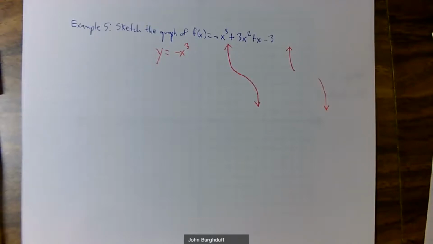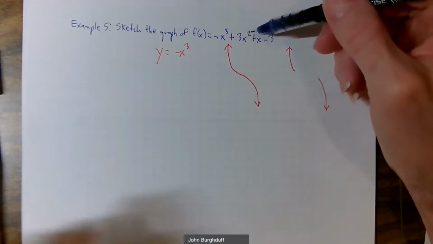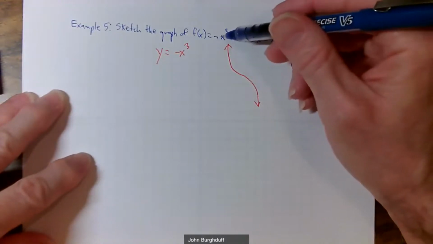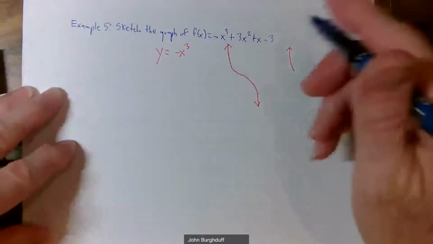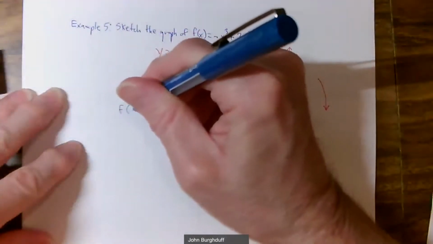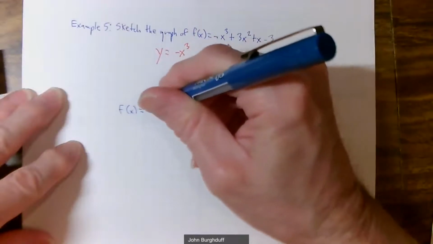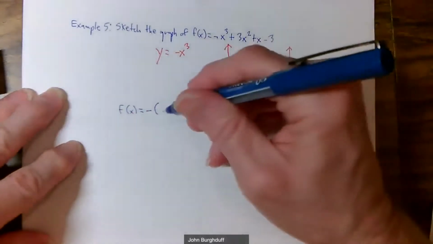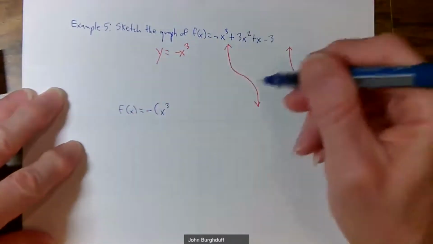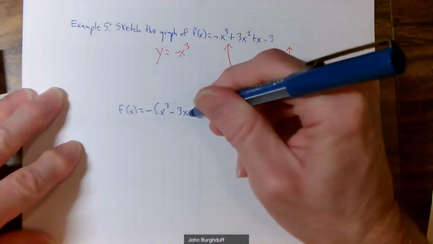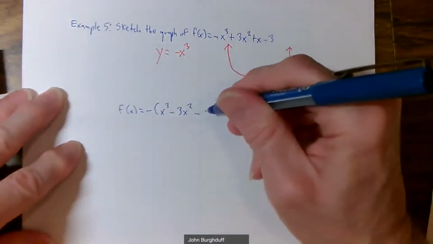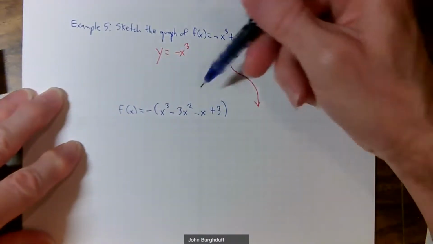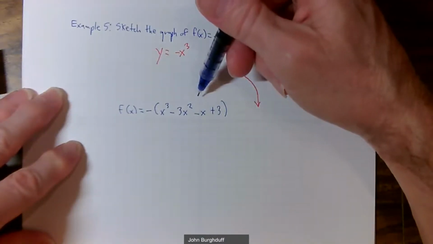Now, in order to do anything more with this, I really have to get it in factored form. So a couple points. First thing, if your leading coefficient happens to be a negative, the best thing to do is to factor out that negative sign first. So just factor out the negative sign, which in parentheses would mean all the other signs would reverse. So x cubed minus 3x squared minus x plus 3. It would be really awesome if I could factor this, and I can.